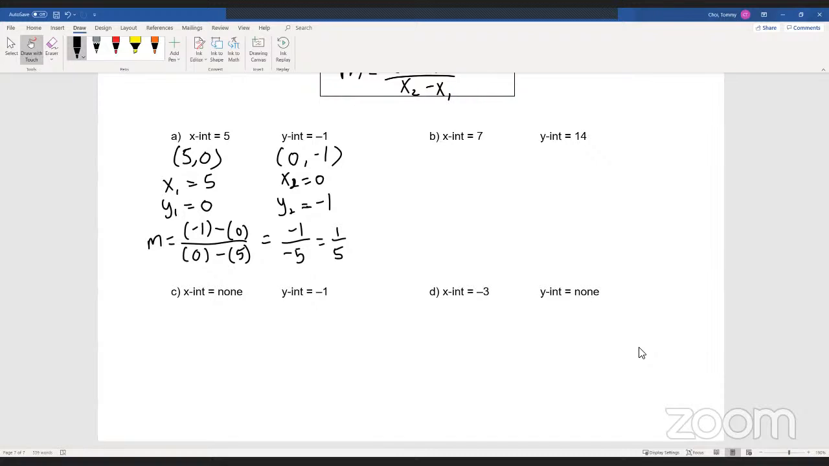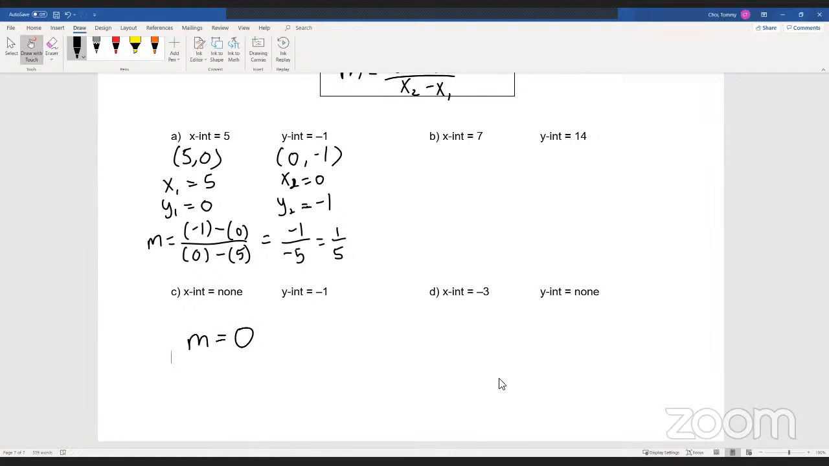Let's look at question C and D, though. Question C says the x-intercept is none. There is no x-intercept, but there is a y-intercept. If there is no x-intercept, which means it never crosses the x-axis, there's only one situation. If I have a situation like this, that's right, it's a straight horizontal line, and because the y-intercept is -1, it does something down here, right? So as a result, the slope here is 0.